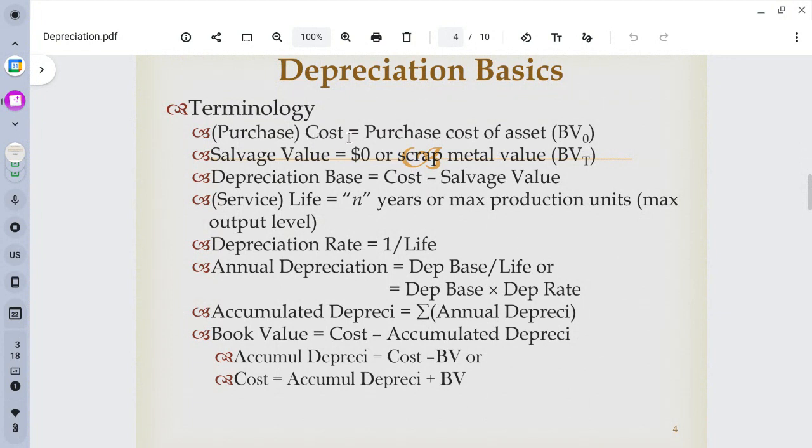First, purchase cost, or just cost of the asset. That's the purchase cost of the asset, which is book value at time zero. If the company buys a BMW for $50,000, it will enter the books as $50,000 at the time of the purchase, which is time zero. So purchase cost is book value at time zero, okay?